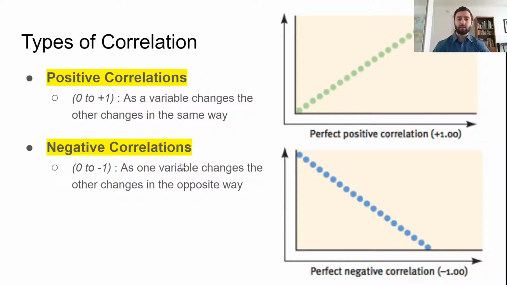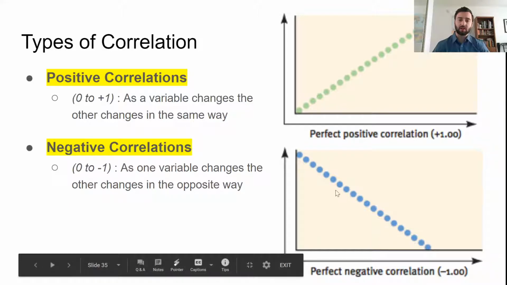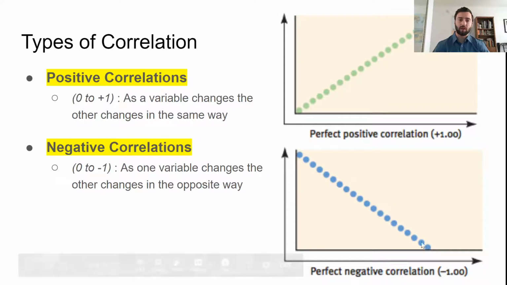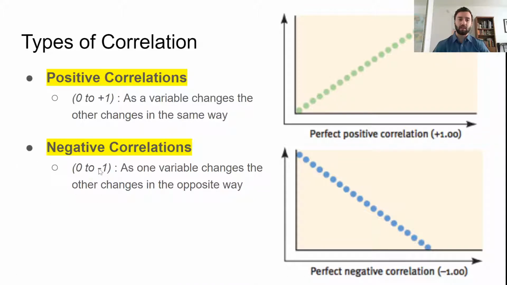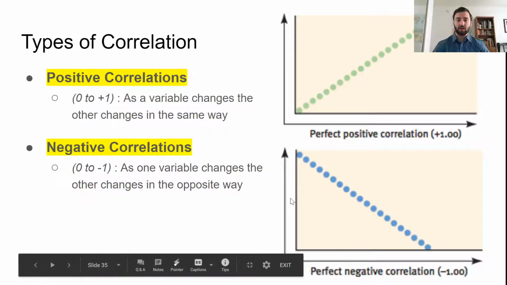Okay. On the other side, we have what's called a negative correlation. Negative correlations go from 0 to -1. -1 is going to look like this right here. What we're going to see here is that there's still a high level of predictability, but they're going in opposite directions. As one goes up, the other goes down. You can see how they're going in opposite directions.